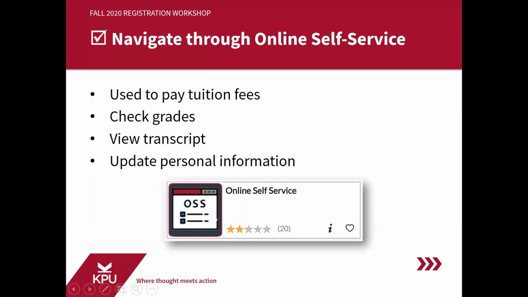Okay, and on the one.kpu.ca, you can also access the app that is online self-service. So this will allow you to pay your tuition fees, check your grades, see your transcript, or update any personal information. For example, your contact, your mailing address, your phone number, anything like that, that will be through the online self-service.